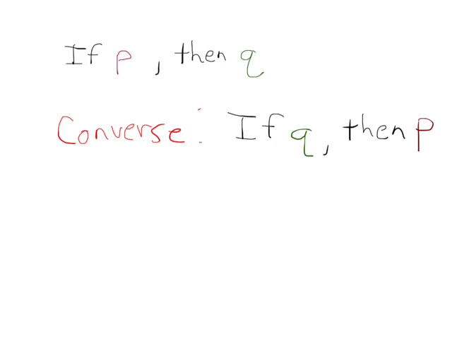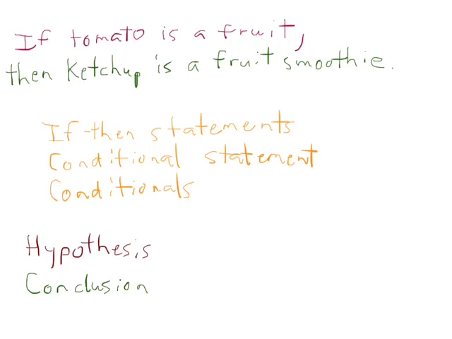We have another term here called the converse. The converse is simply when you switch the hypothesis and the conclusion. So instead of saying if P, then Q, you would say if Q, then P. So looking back at the previous example, instead of saying if tomato is a fruit, then ketchup is a fruit smoothie, the converse would be if ketchup is a fruit smoothie, then tomato is a fruit.